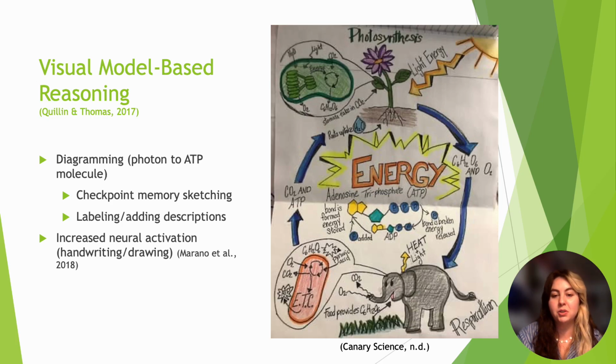In most biological educational cases, this takes the form of diagramming. So in this case, that could be taking a particle of a photon and mapping its journey all the way through to an ATP molecule. That's an example of what's shown on the right here in this image. A full diagram of these mechanisms and processes into one visual representation.